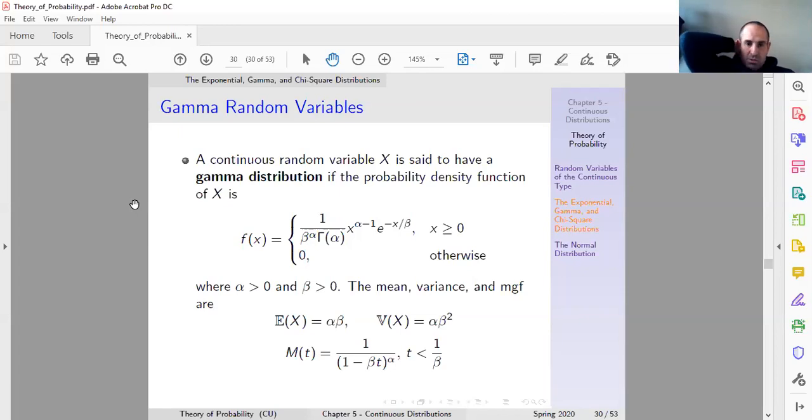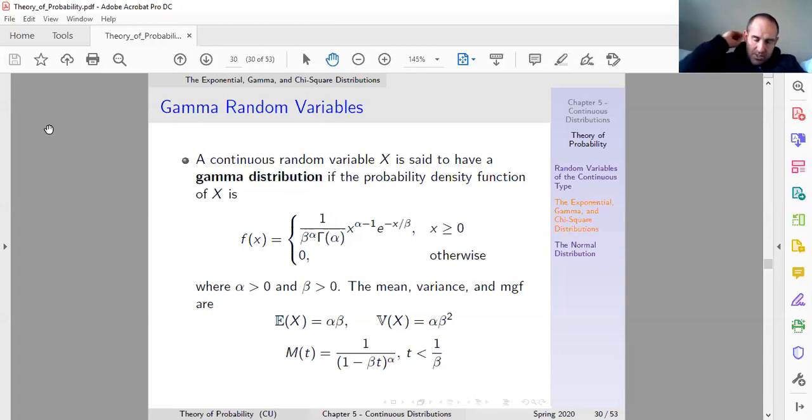Okay, and I promised before that what's really going on here is essentially that we're waiting for the alpha occurrence. Now, look, we don't necessarily require that alpha be an integer. That's part of the beauty of the gamma distribution and the gamma function itself. But in order to aid our understanding, it's sometimes convenient to think of alpha as being an integer.